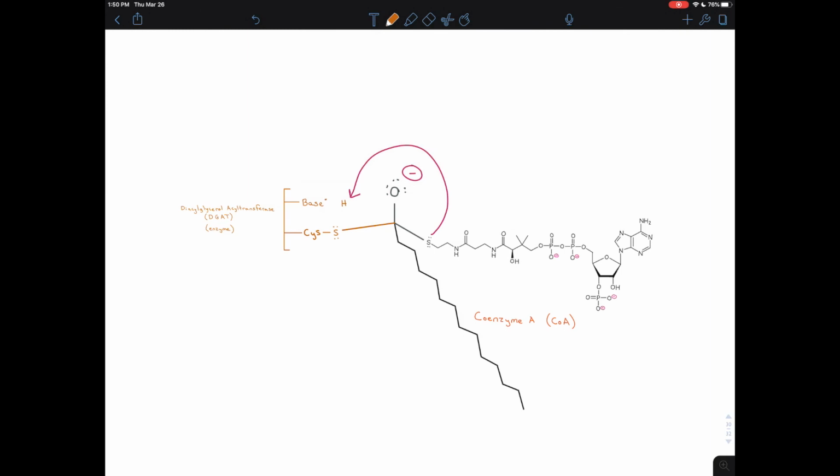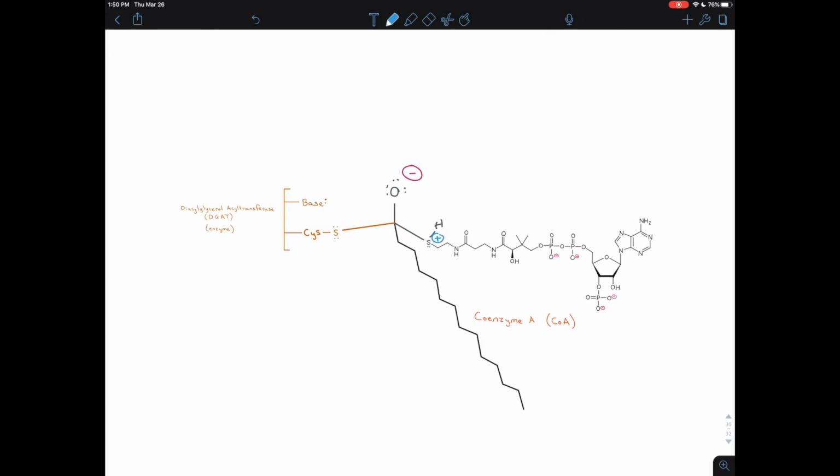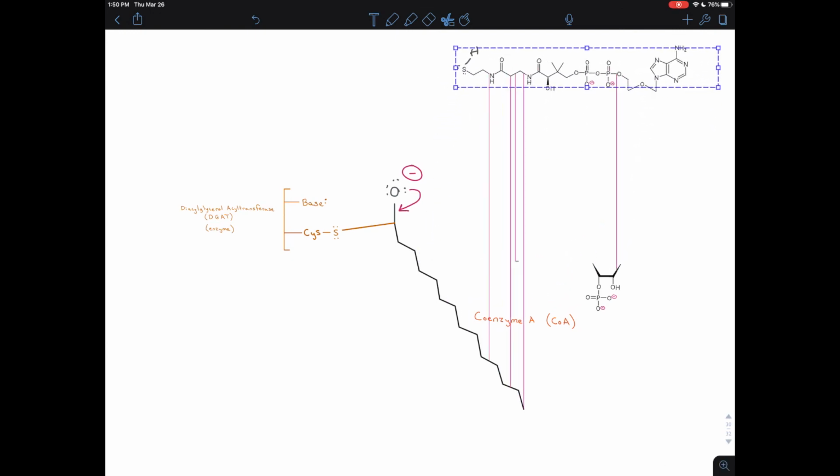So this base is now neutralized, and that hydrogen is going to be attached to this sulfur. And because that sulfur has 3 bonds, it's going to have a full positive charge. So that is a great leaving group now, and so when this oxygen snaps back down, it kicks that leaving group off. So that sulfur then takes those electrons, they neutralize the positive charge that was there, and that acts as a leaving group.